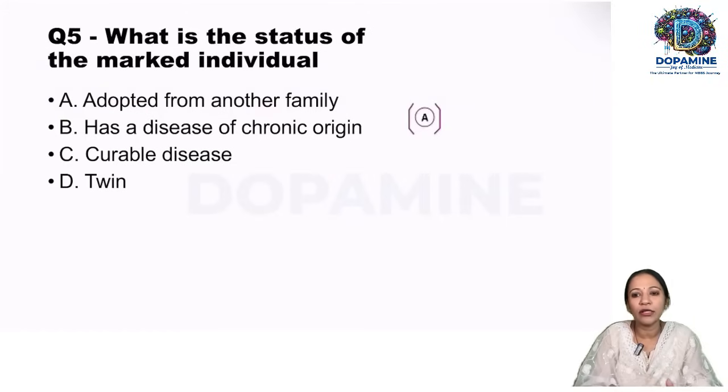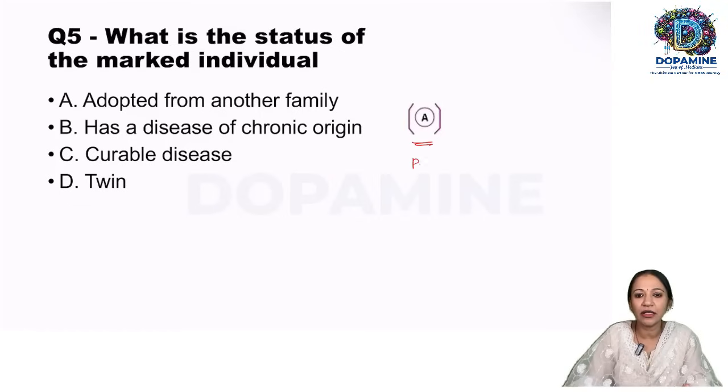So, again, all the time, be it any examination, there is always a question on pedigree analysis, which is consistently there. So, please be familiar with the symbols and the pedigree analysis, which we have discussed so many times in our recap sessions as well. So, what is the status of this particular marked individual?